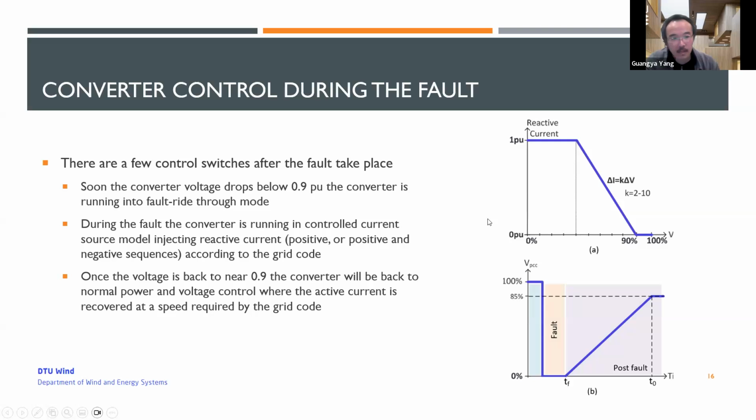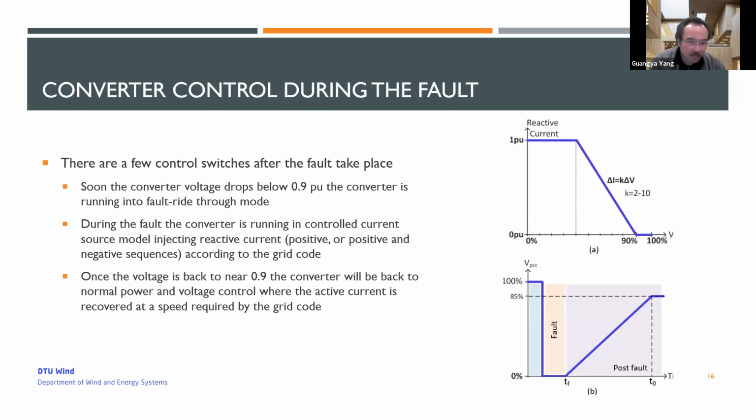And then after the fault, when the voltage is back to near 0.9, which is also required by the grid code, the converter will be back to the normal operation range. In the normal operation range, the converter is running as a PV bus, so it controls the active power and also the voltage at the terminal.